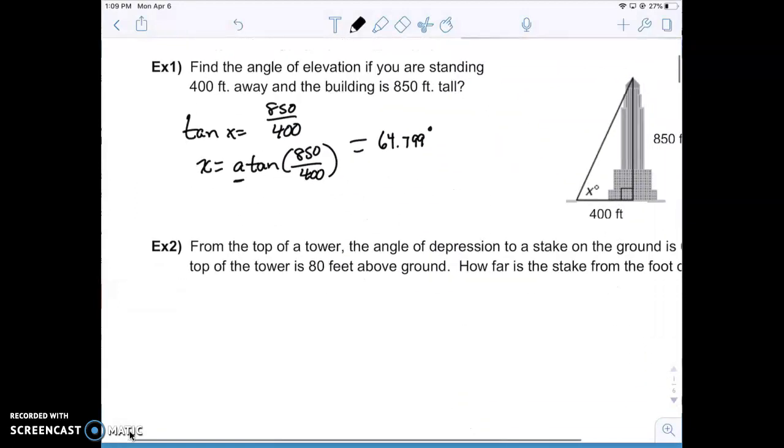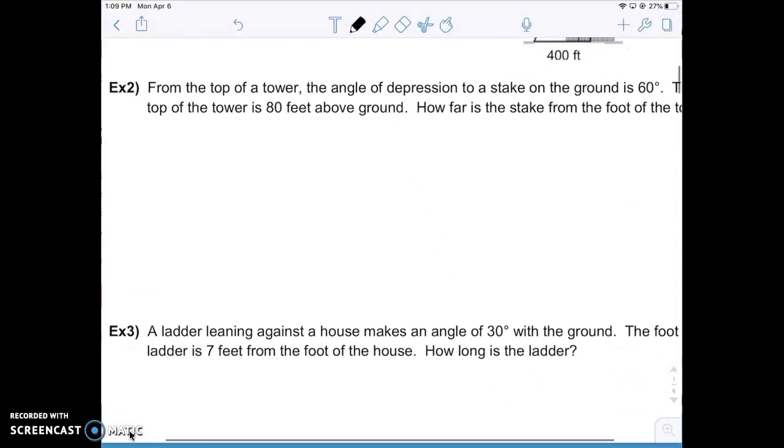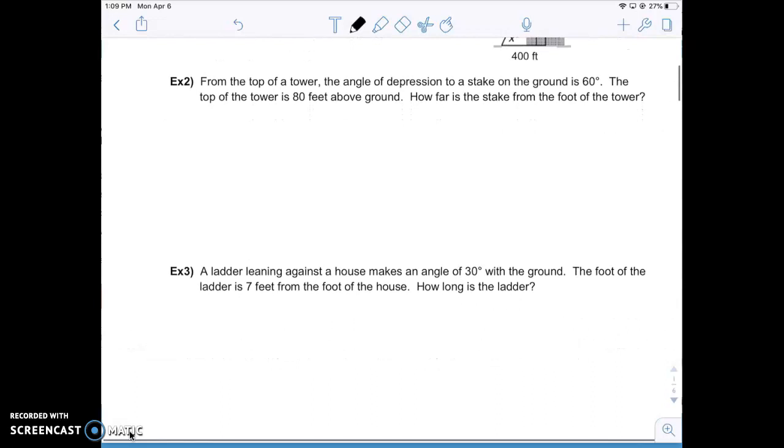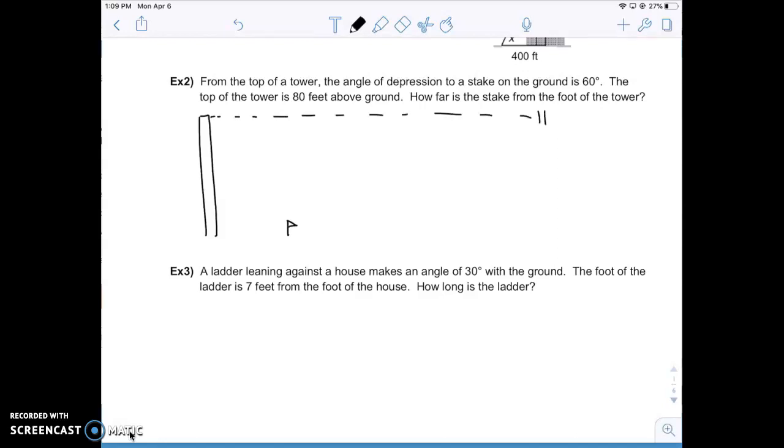Now, where we're at is we don't get to have the picture. Now we have to draw the picture from the top of a tower. So we know that towers are tall. The angle of depression to a stake on the ground. So here's our stake. I'm going to put a little flag on it. The angle of depression goes down from the horizon. This is your horizon. So the angle of depression is going to go down from there. So we're going to swing down 60 degrees.